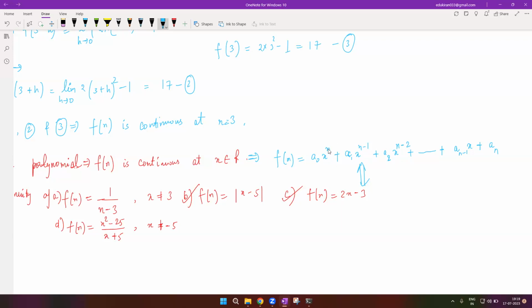Compare them. The value of n is the highest power of x in that polynomial. So the highest power of x in this case is 1. And the coefficient for that power is a0, which is 2 in this case, right? And then a1 will be minus 3. So I can compare any polynomial with this equation. This is the general equation of the polynomial, which has a0, a1, a2, a(n-1), an. All of these are real coefficients.